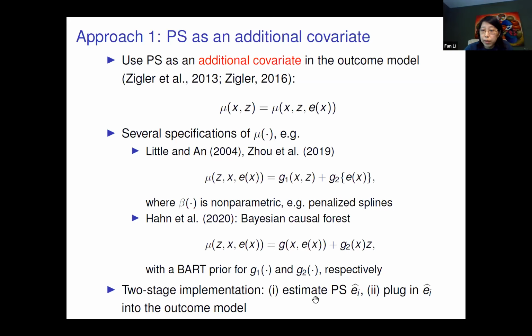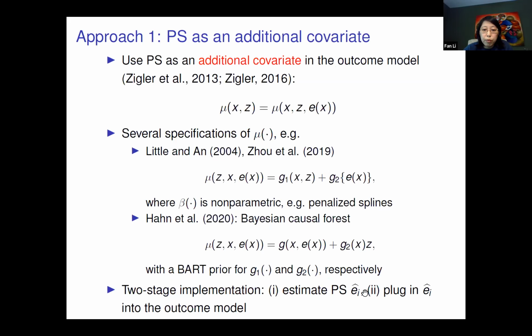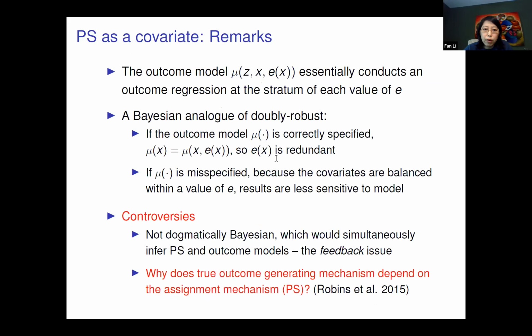First, you estimate the propensity score using a separate model, get the estimate, and then plug the estimated propensity score in just like an observed covariate in the outcome model, and then you're done. Okay, before I talk about that, let's look at this a little bit closer. So the outcome model looks like this.